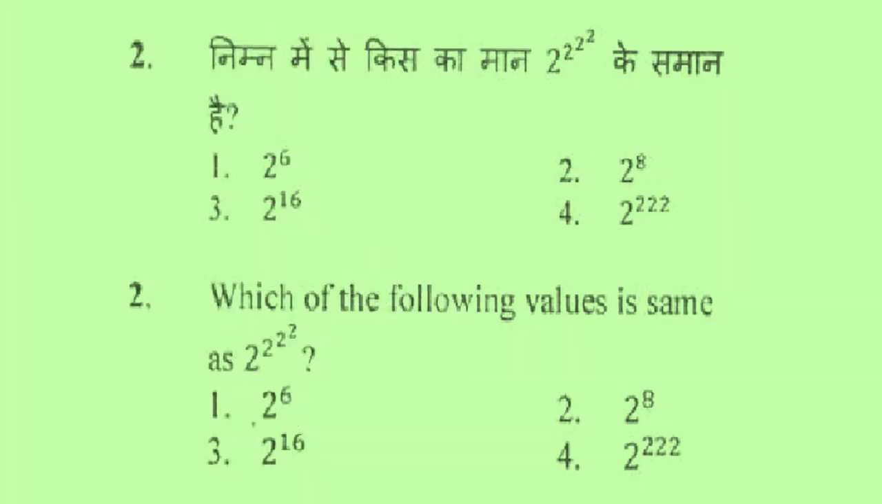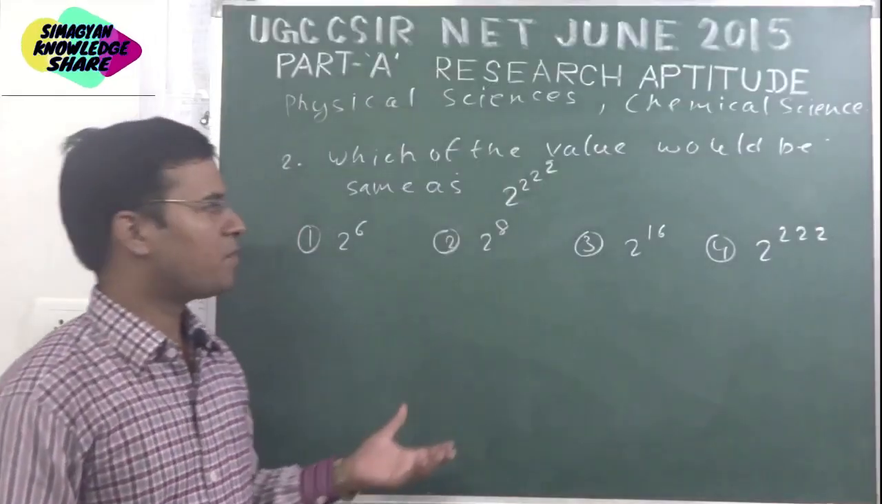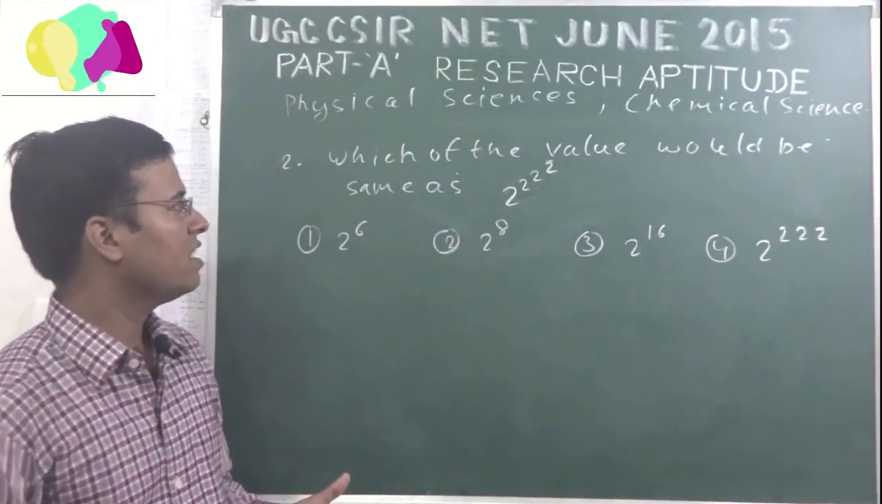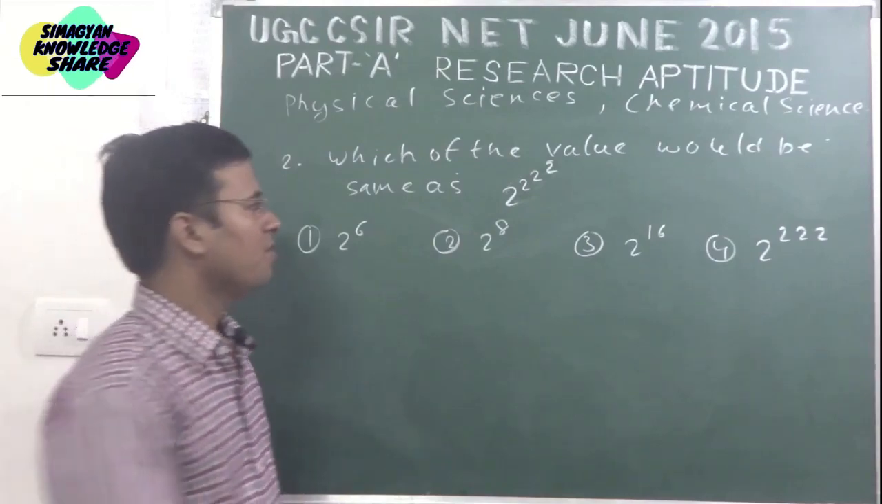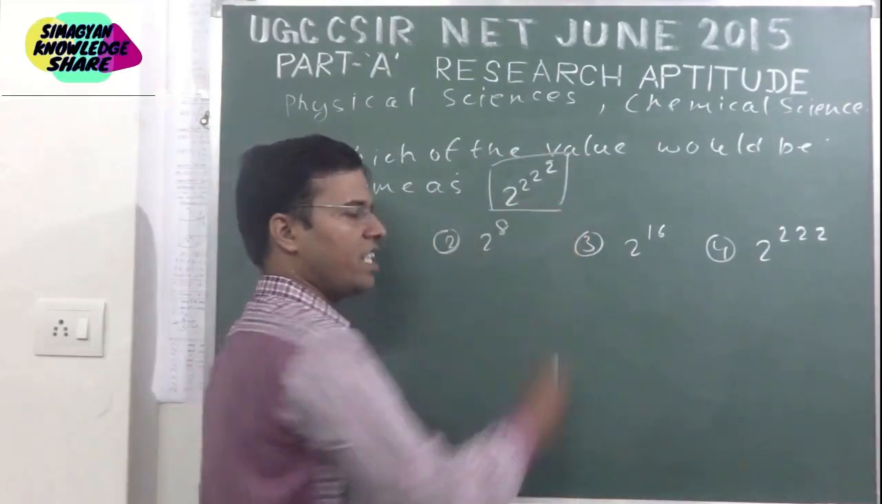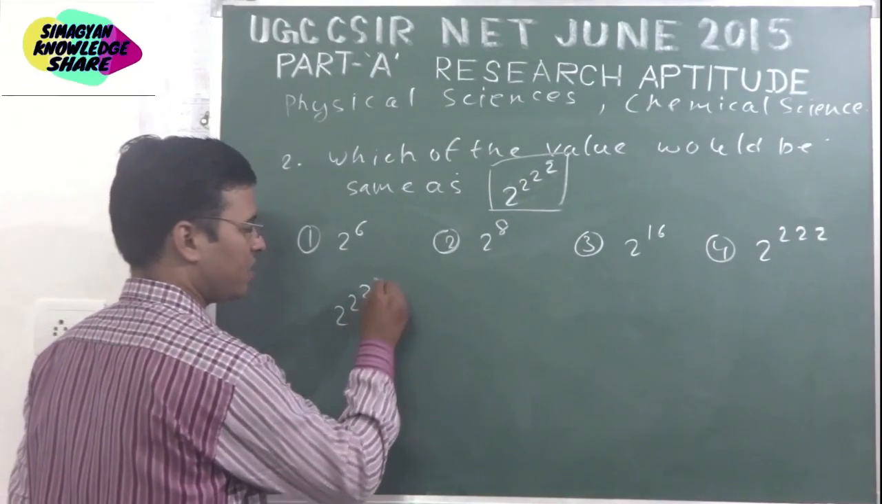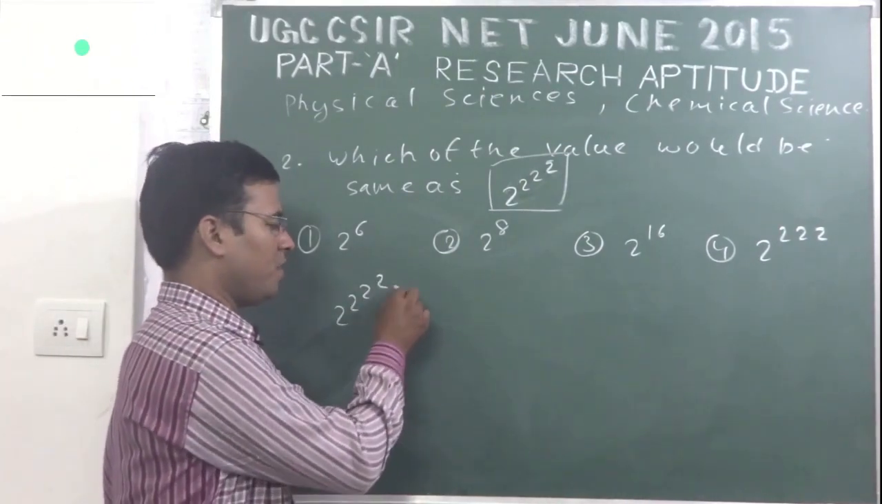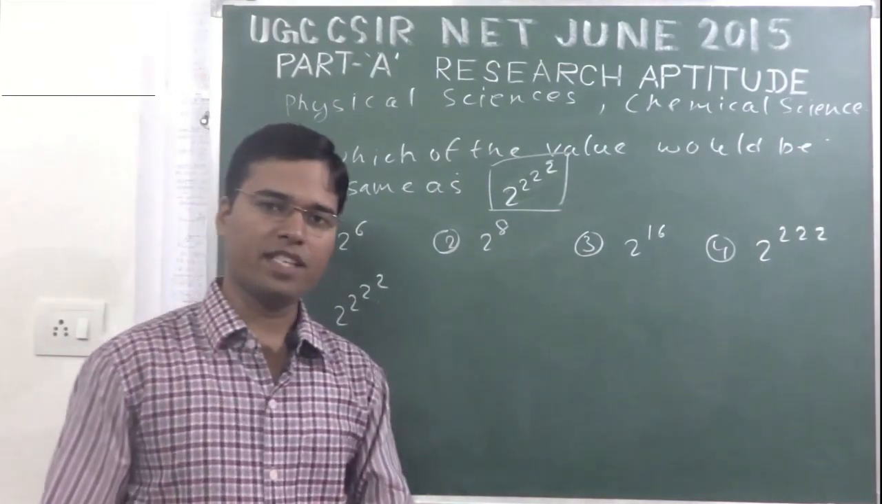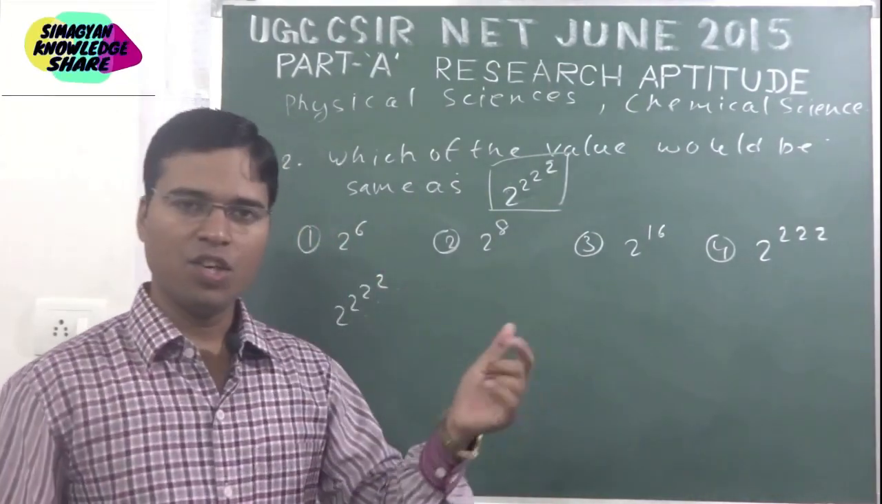Friends, the next problem is: which of the following values is same as 2 power 2 power 2 power 2? There are 4 options: 2 power 6, 2 power 8, 2 power 16 and 2 power 222. In this problem, the question is asking to get the same value as the given expression. The term given in the question is 2 power 2 power 2 power 2. All the given options have the same base 2.